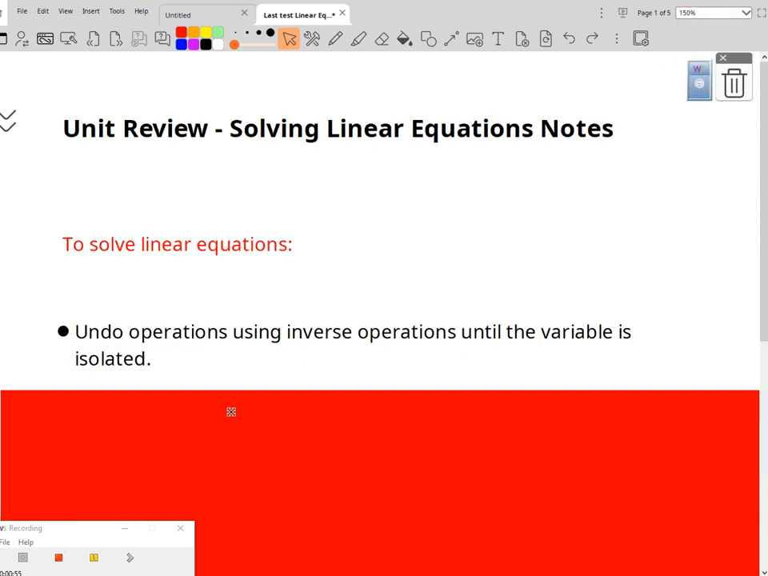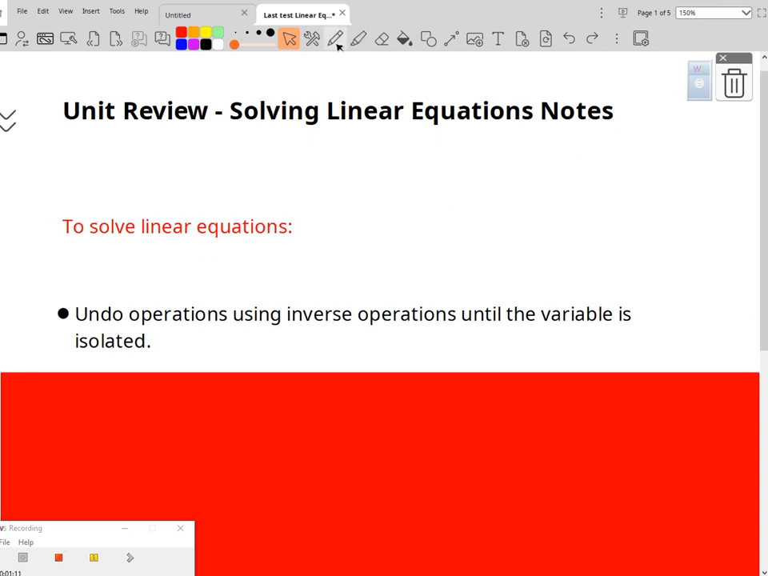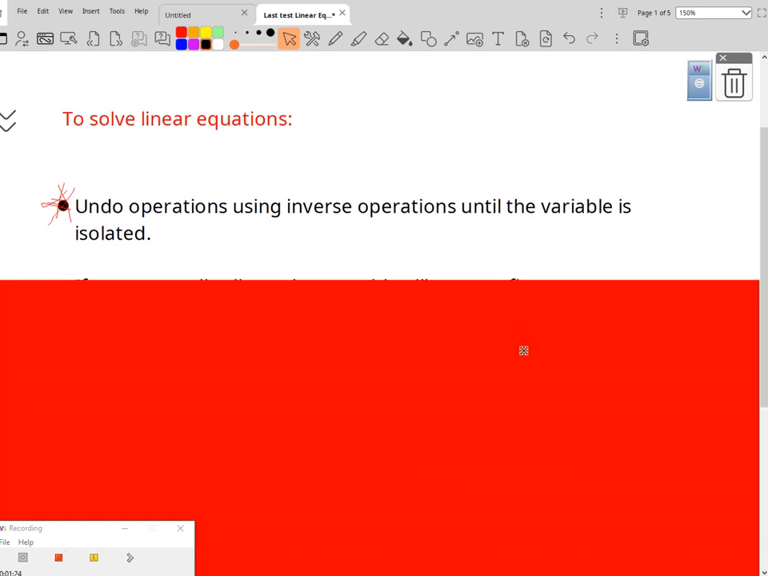The first thing we're going to do is undo operations. Well, we're going to undo operations using inverse operations until the variable is isolated. So that is the overarching goal. So this is the end result, right? But before we can start undoing operations, there are some things we need to do first when necessary. Not always. Equations are different.